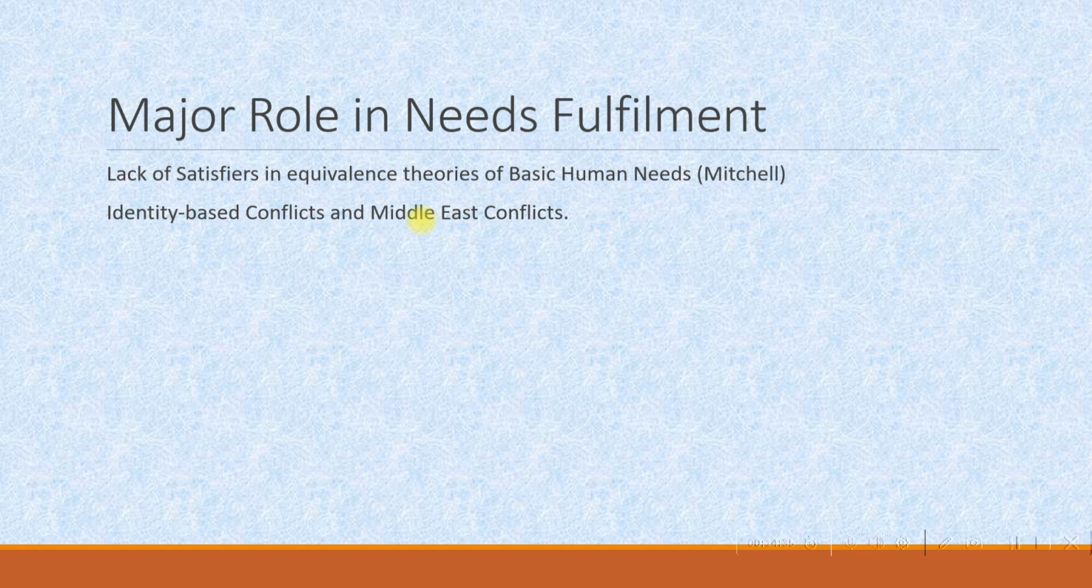Now we'll go into major roles in needs fulfillment. So here, lack of satisfiers in equivalence theory of basic human needs, and then identity-based conflicts and Middle East conflicts. So here it is known, and I bring it to your notice, a lack of theories of satisfiers in equivalence theories of basic human needs. This is by Mitchell. That means one does not have as many theories of satisfiers as there are theories of basic human needs. So while exploring an identity-based conflict, the need for identity is everywhere, whereas what will satisfy the identity depends upon local history and changing circumstances.